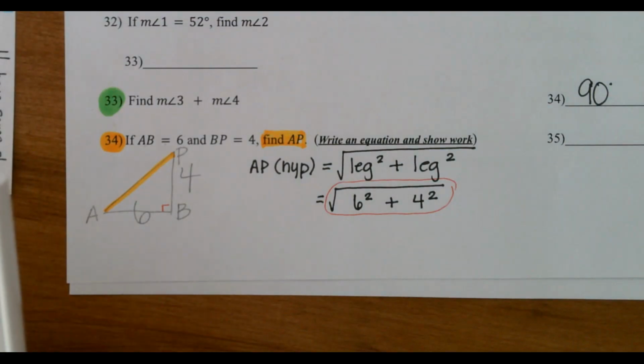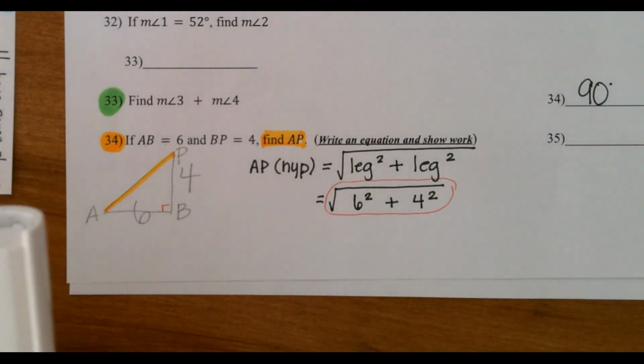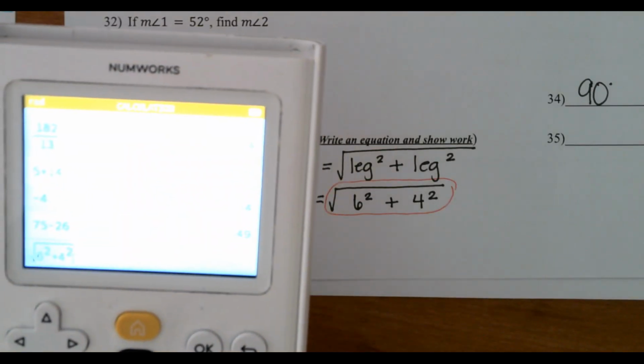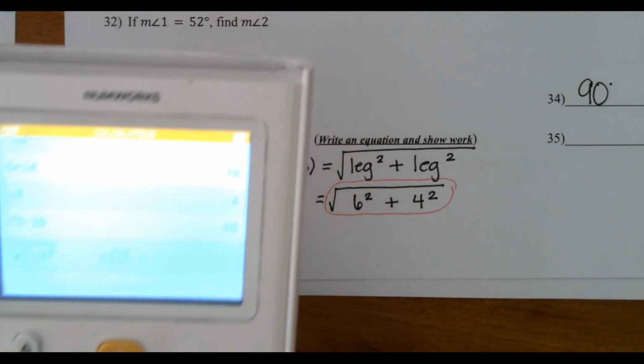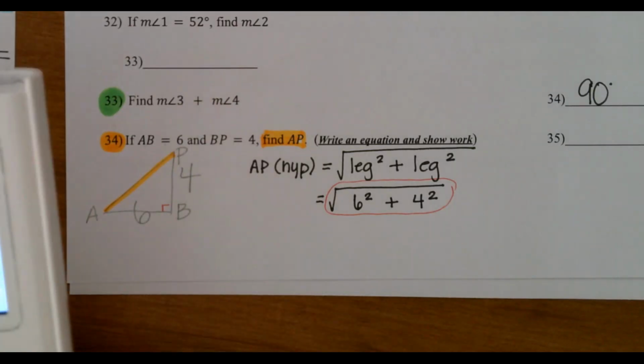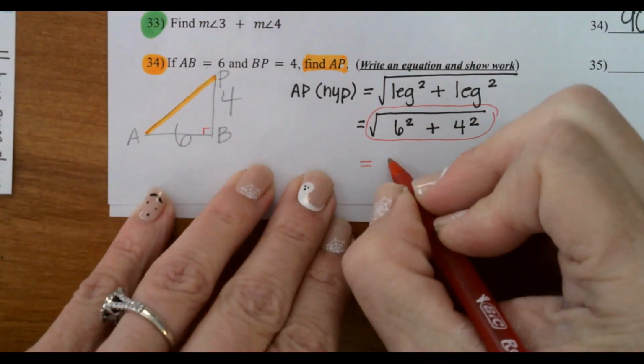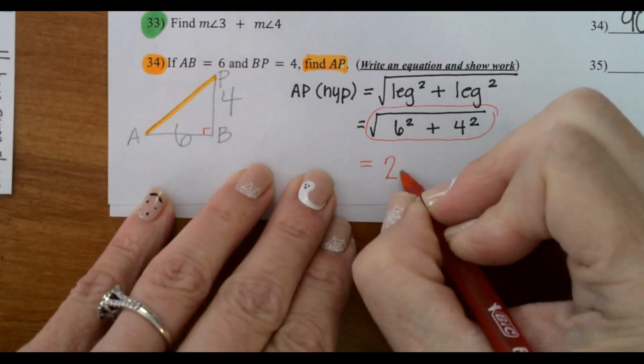Square root symbol, 6 squared plus 4 squared. Oh, that's very bright. You can't see it. I'm going to hit enter. Oh, and I get a radical answer and I get a decimal answer. So here's what I want. I want the radical answer.